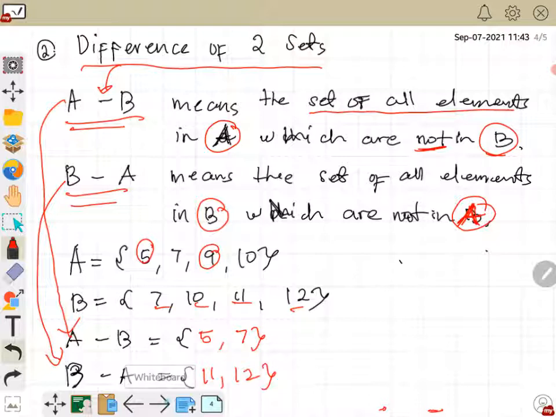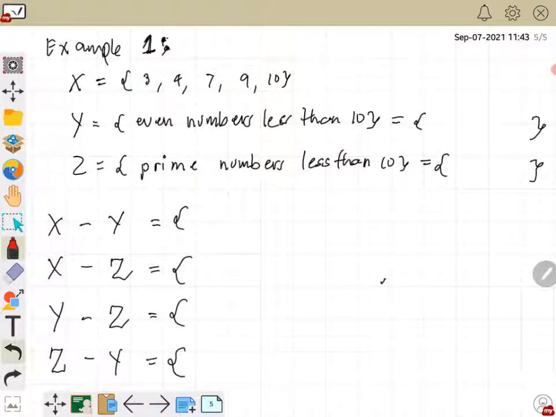So let's go with more examples. So we have here example 1. Our set X, the elements are 3, 4, 7, 9, and 10. Then Y are the even numbers less than 10. So to figure it out better, let's try to list down first the even numbers less than 10. So that's 2, 4, 6, 8. So that's less than 10. So let's stop at 8.